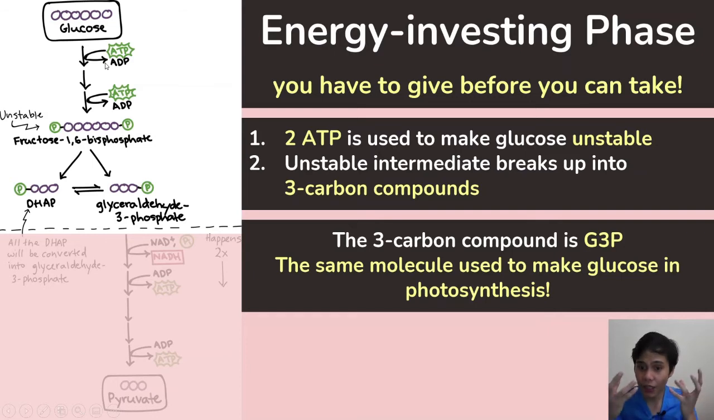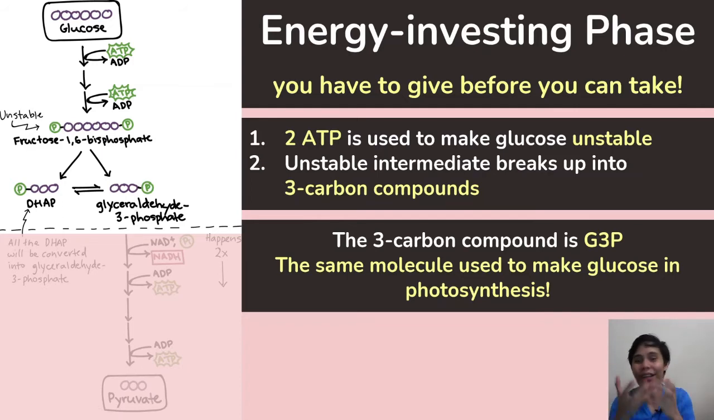So your ATP gives phosphate groups to your glucose and it makes it wobbly and unstable. This unstable form is the fructose 1,6-bisphosphate form, or F16BP. So just remember it as F16BP, but again, its full name is fructose 1,6-bisphosphate. It'll break down into DHAP and glyceraldehyde 3-phosphate.